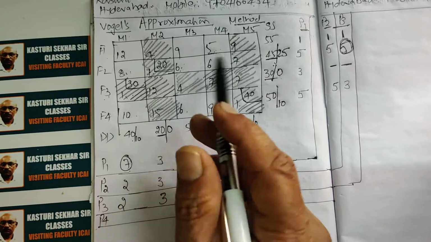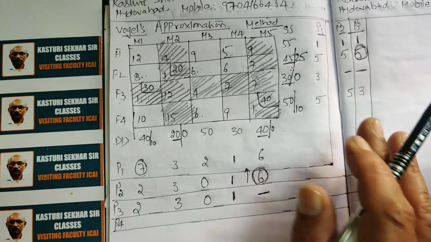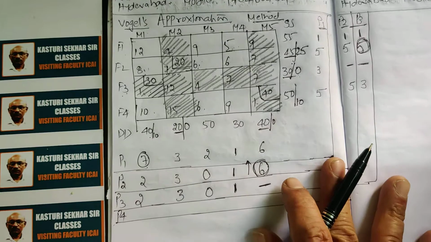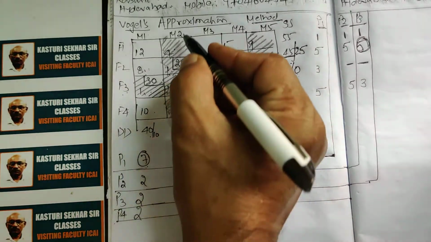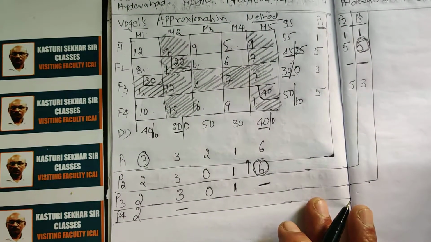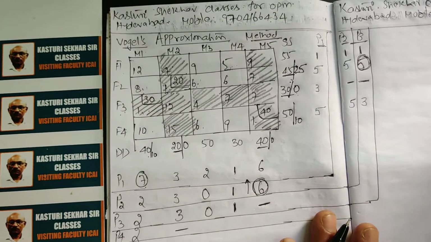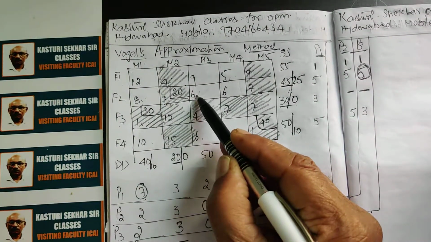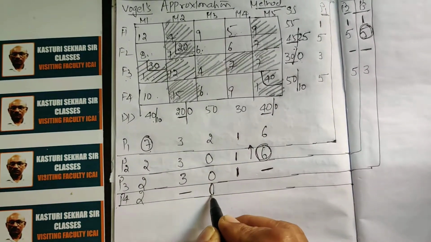Column wise, lowest value is 8 rupees. Second lowest value is 10 rupees. Difference of this is 2. Second market requirement is fully satisfied. No need to calculate the penalty. Third market. Again, lowest value is 6 rupees. Second lowest value is 6 rupees. 6 and 6, difference is 0.